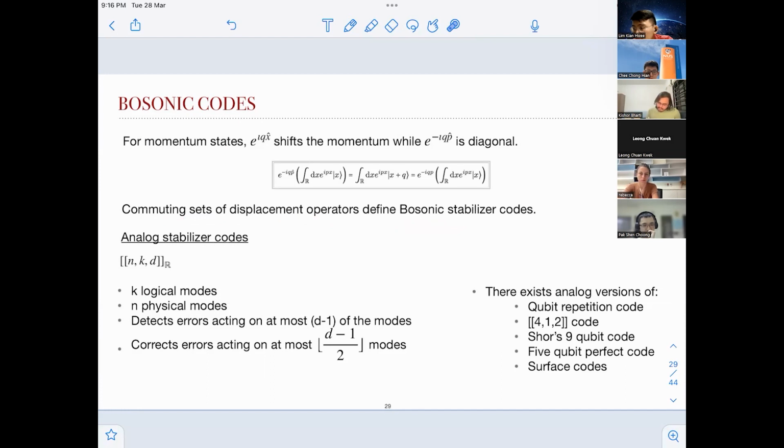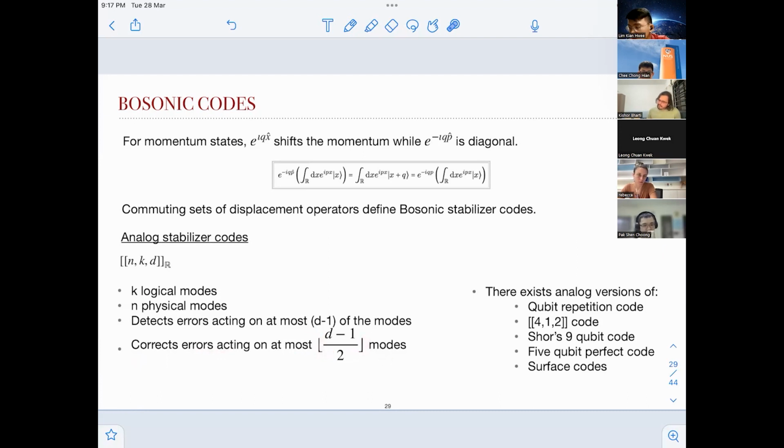Earlier we were looking at [[n,k,d]] codes, and the encoding was with respect to qubits, so you can think of 2 maybe. Now here you have reals. So you have K logical modes, which you encode using N physical modes, and it can detect errors acting on at most D-1 of the modes. This reminds you very much of what we studied in the stabilizer code. That's why it's a bosonic stabilizer code. And it can correct errors acting on at most the floor of (D-1)/2 modes.